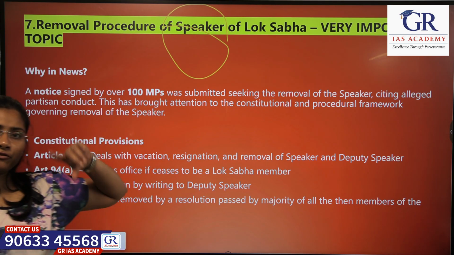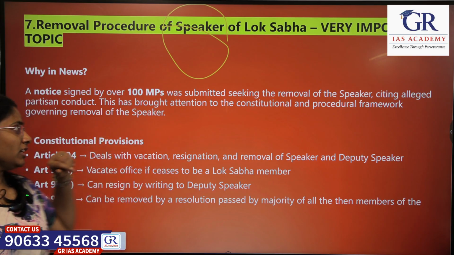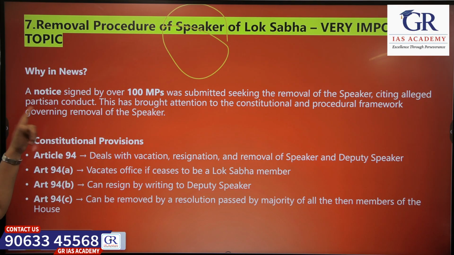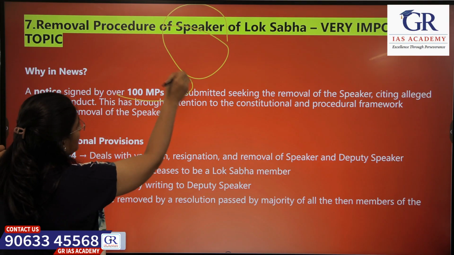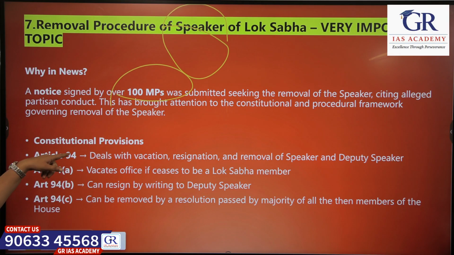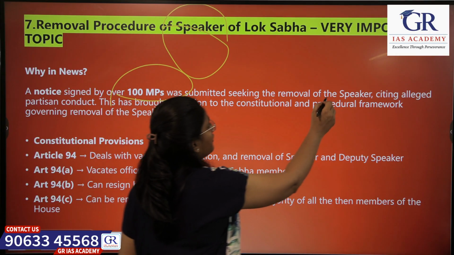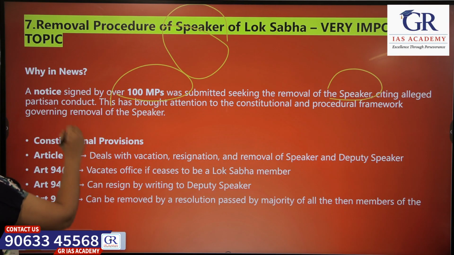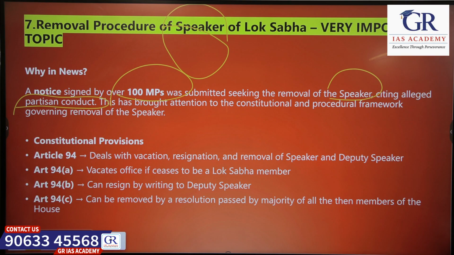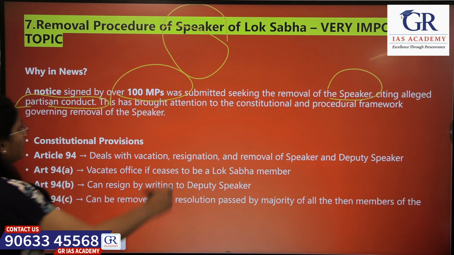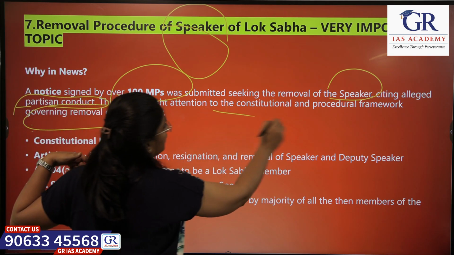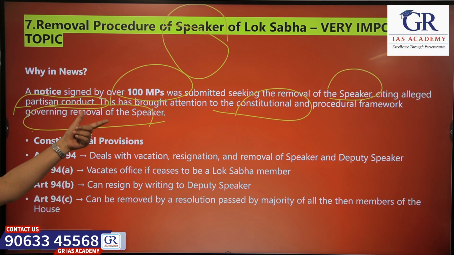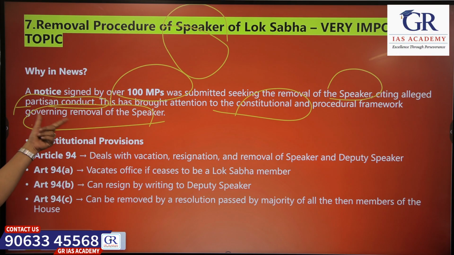Here we have seen that we needed a notice from 50 MPs and 14 days notice. Here a notice with 100 MPs is required for the removal of the speaker, and there should be an alleged reason for it, that his conduct is not good. This brings in the framework, procedure and constitutional requirement for the removal of the speaker's position.